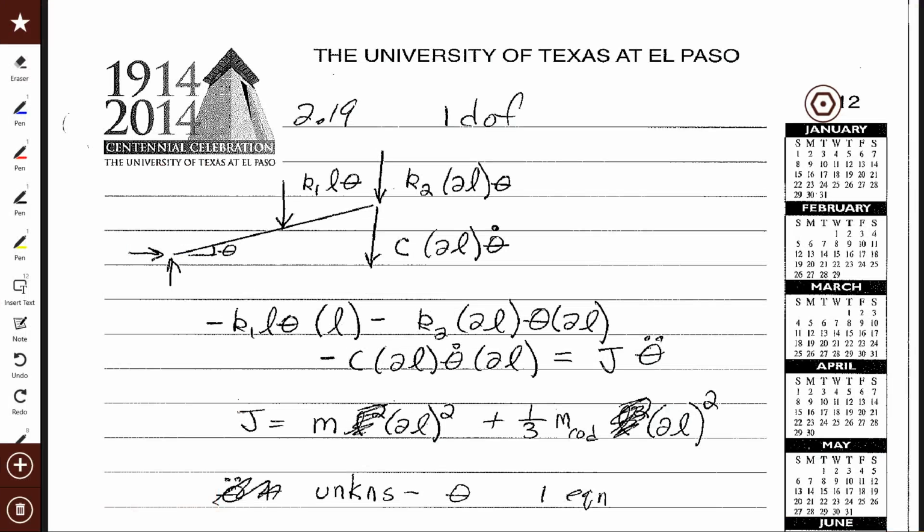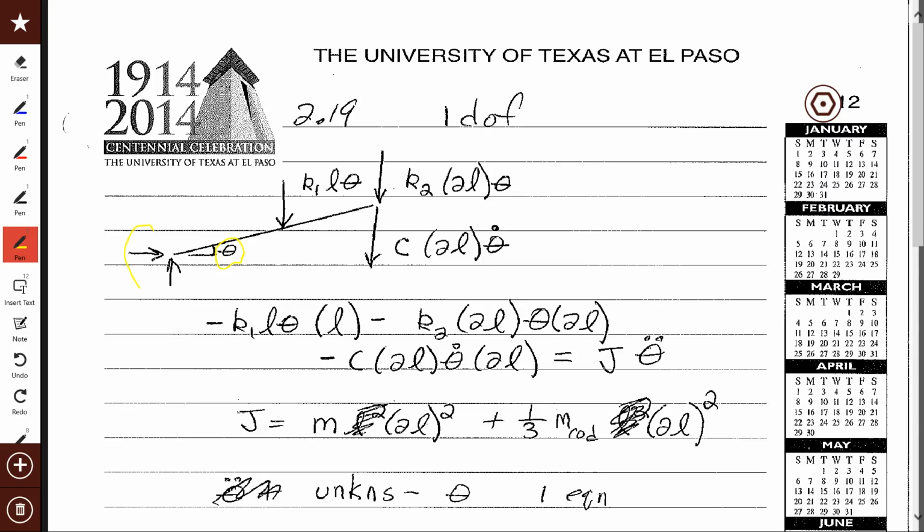Okay. This is figure 2.45. Problem number is 219, and it is 1 degree of freedom. And I have defined an angle theta over here, angle theta, which shows this. Then I'm going to draw a free body diagram.